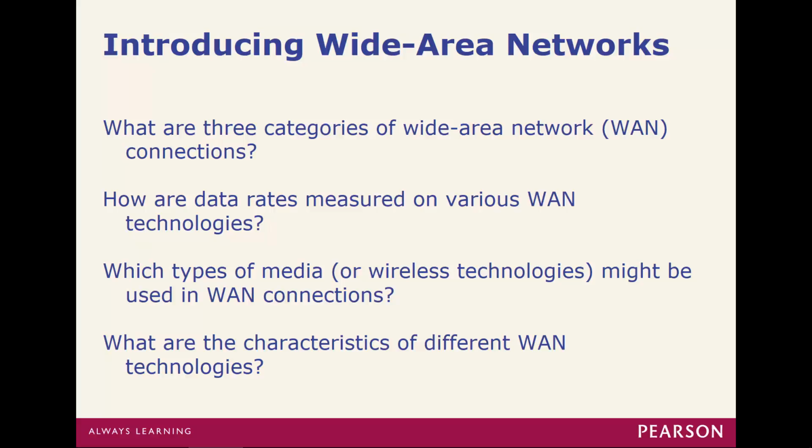So some of the questions we have to ask ourselves when we're dealing with this is, what are the categories of a WAN? How are data rates measured in various WAN technologies? Which type of media, whether that be physical or non-physical, wired or wireless, might be used in a WAN? And again, characteristics for them. And how does this all work together?